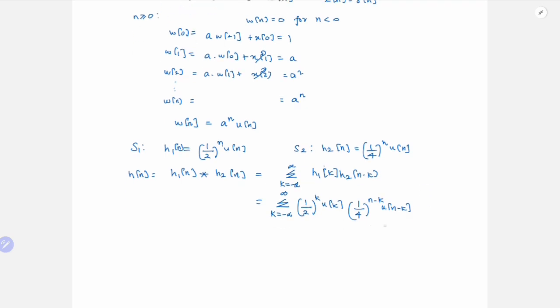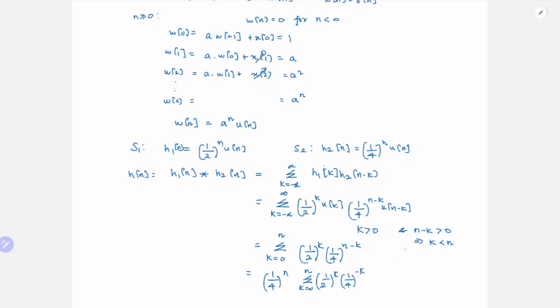So these two overlap will be non-zero only for k greater than 0 and n minus k greater than 0, which implies that your k should be less than n, right? So your summation will be limited to 0 to n, 1 by 2 power k, 1 by 4 power n minus k. So here you can take your 1 by 4 outside. So what will you be left with? So 1 by 4 power n, summation k equal to 0 to n, and you will have 1 by 2 power k and 1 by 4 power minus k. So 1 by 4 power minus k is nothing but 4 power k.